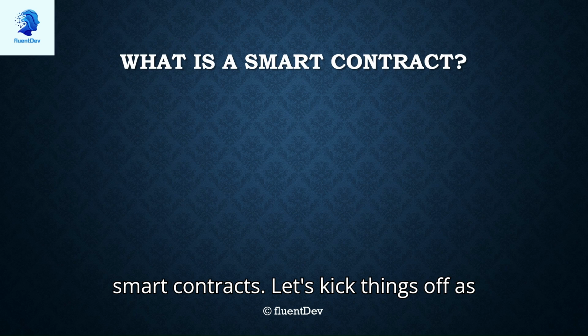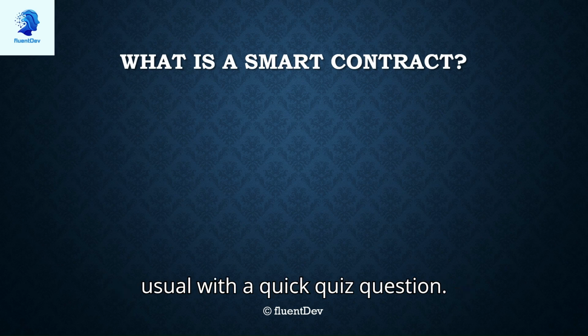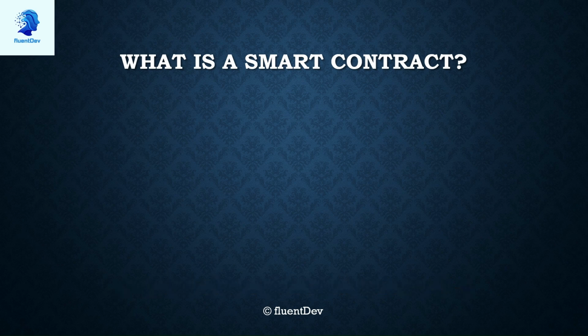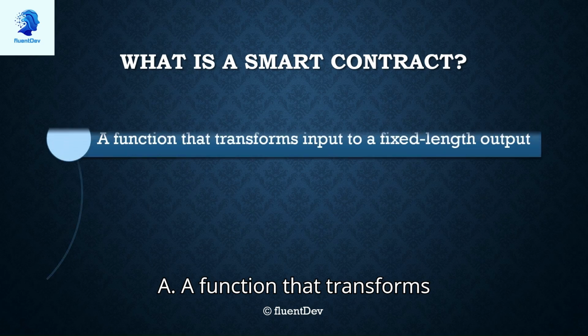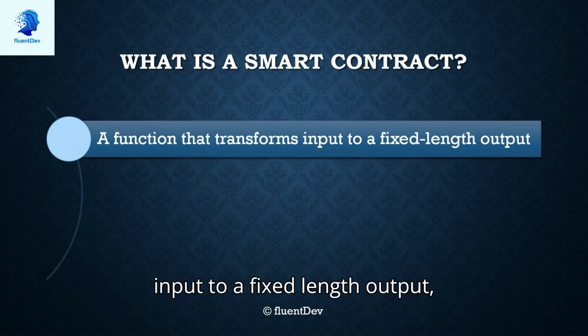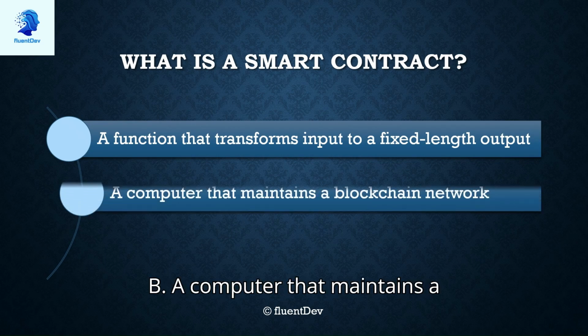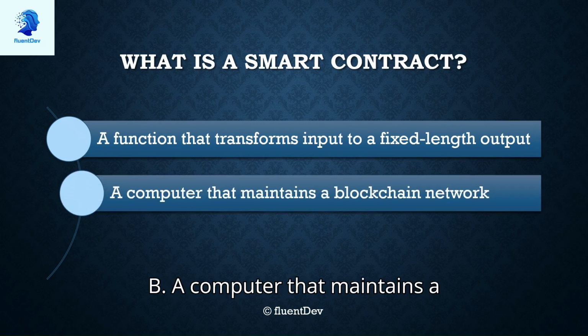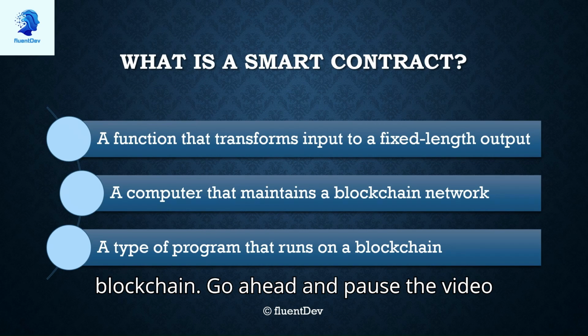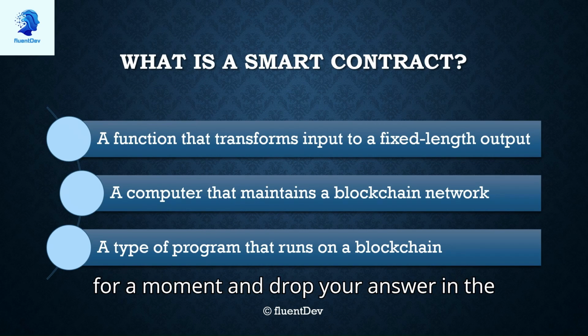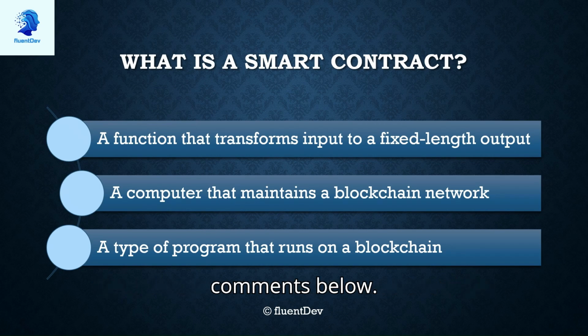Let's kick things off as usual with a quick quiz question. Which of these best describes a smart contract? A, is it a function that transforms input to a fixed length output? B, a computer that maintains a blockchain network? Or C, a type of program that runs on a blockchain? Go ahead and pause the video for a moment and drop your answer in the comments below.